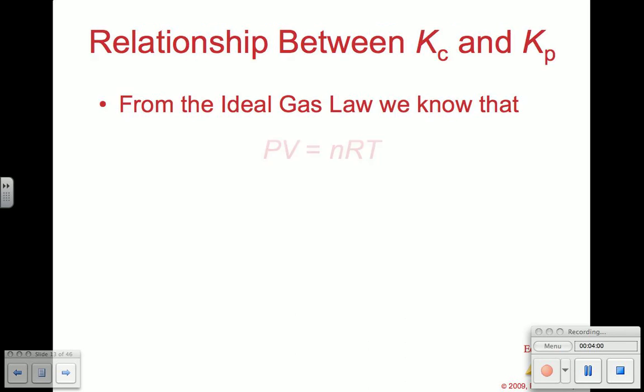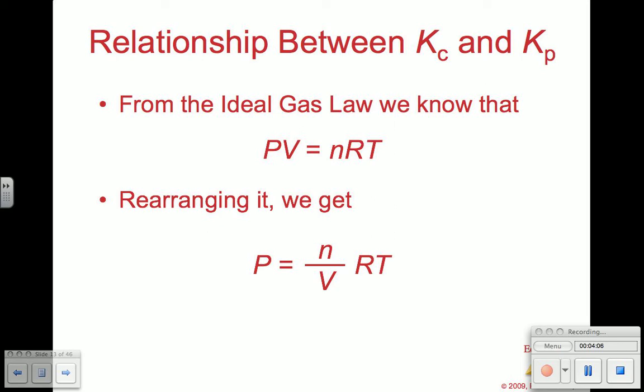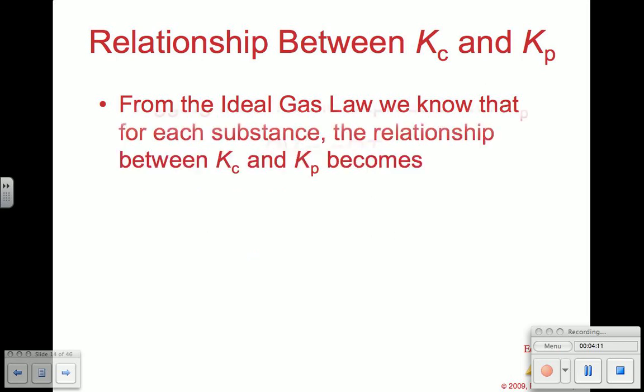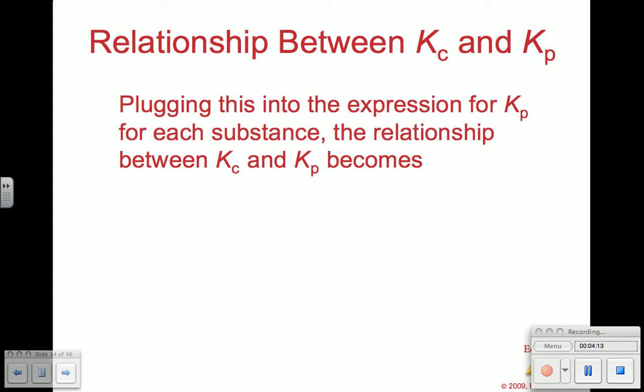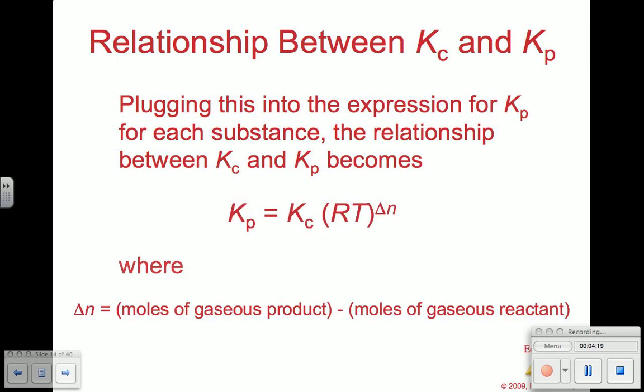So if we took the ideal gas equation where pressure is equal to n over V times RT, we can plug that into the expression for Kp for each substance, and the relationship between Kc and Kp, or the equilibrium constant for the reaction, is related to the equilibrium constant of the pressure of the gas.